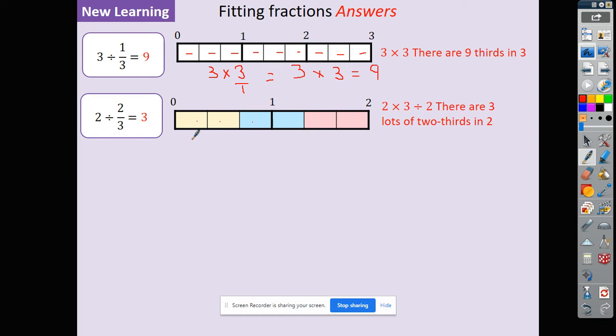Now you may be able to then say, well, hang on, that's the same as saying 2 multiplied by 3 over 2. So I know that I can do 2 multiplied by 3, which would give me 6, divided by 2, which would then give me 3.